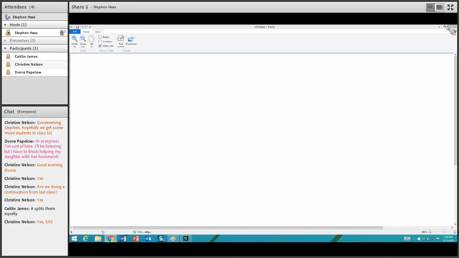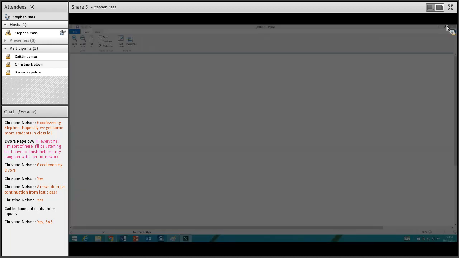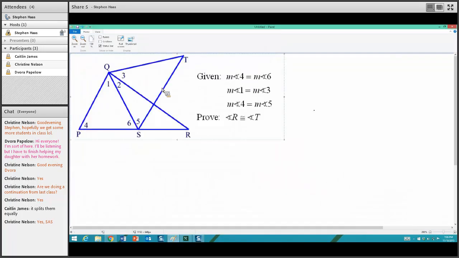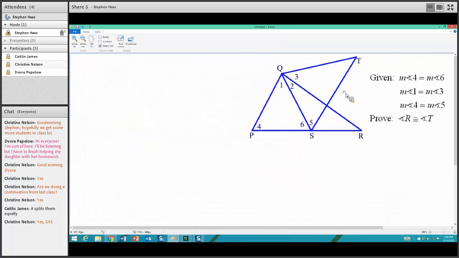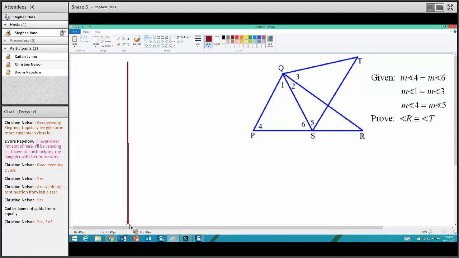Let's try this one. And again, I haven't done these before, so you might have to help me a little bit, but that's okay. All right. How about this? I'll make a line over here and a bar over here. Okay, there we go.